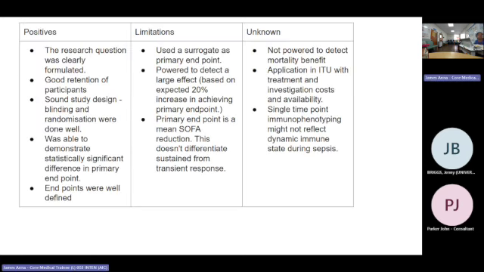So the positives of this study are that the research question has been done quite well. The outcome is very well defined. They had a good retention of participants. The blinding and randomization were done quite well. The blinding was pretty solid, and the randomization, again, when we checked the baseline characteristics of the patients, it was comparable. They were able to demonstrate a statistically significant difference in the primary endpoint.